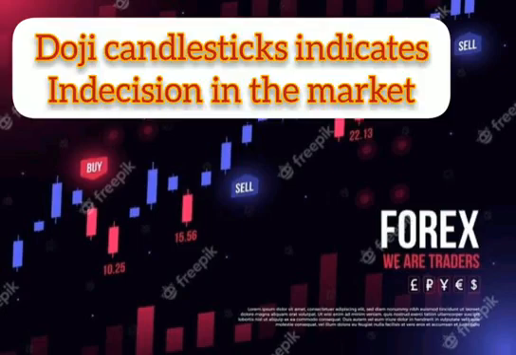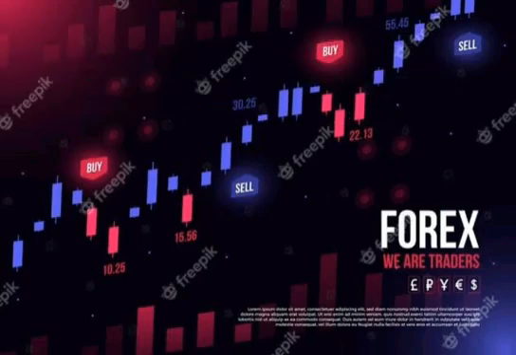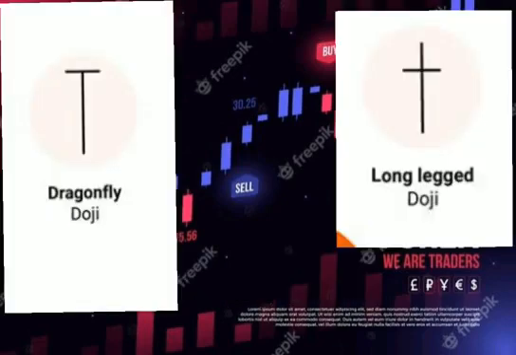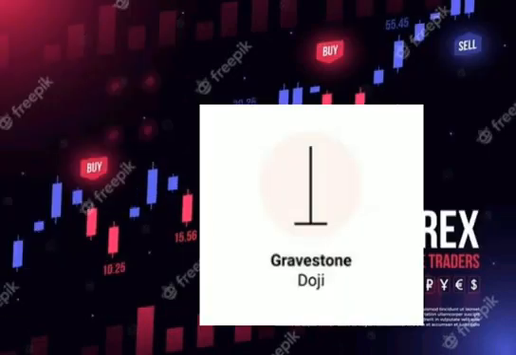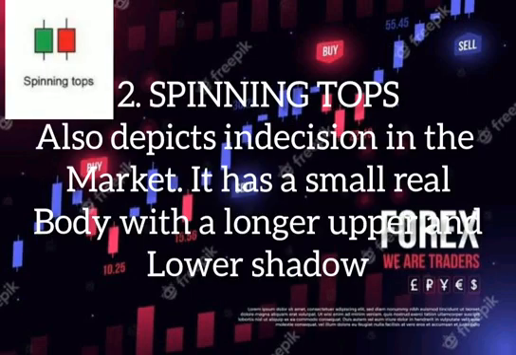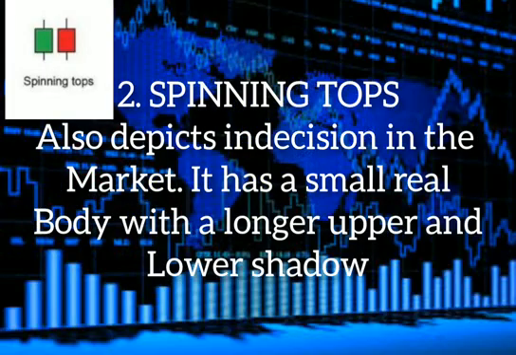1. Doji candlesticks indicate indecision in the market. And there are three types of doji, namely, long leg doji, dragonfly doji and gravestone doji. 2. Spinning top also depicts indecision in the market. It has a small real body with a longer upper and lower shadow.